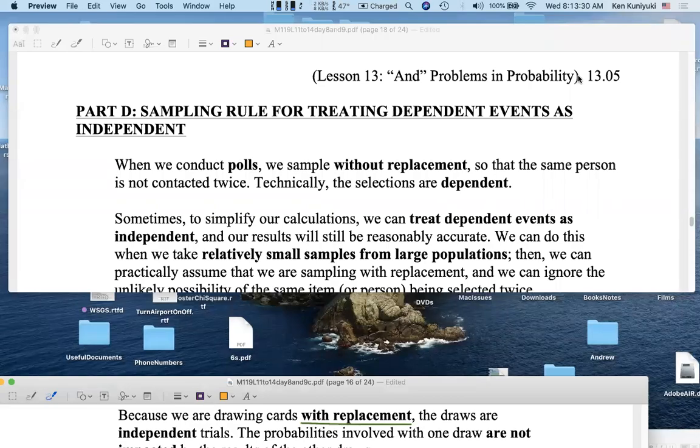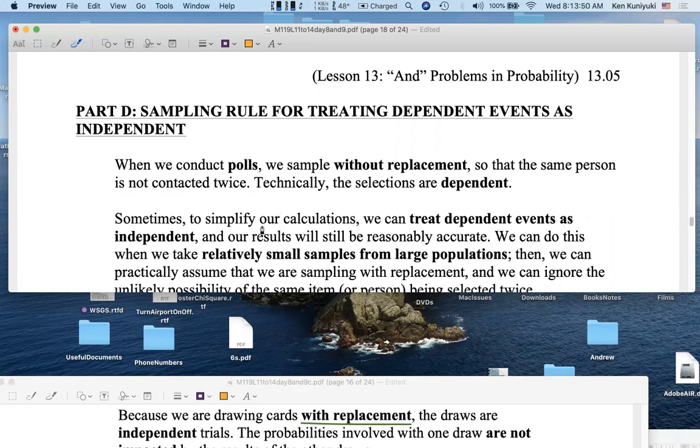Hi, everyone. Here's a key issue with polls, the sampling rule for treating dependent events as independent. When we conduct polls, we sample without replacement so that the same person is not contacted twice. We don't want to bug that person. So technically, the selections are dependent.